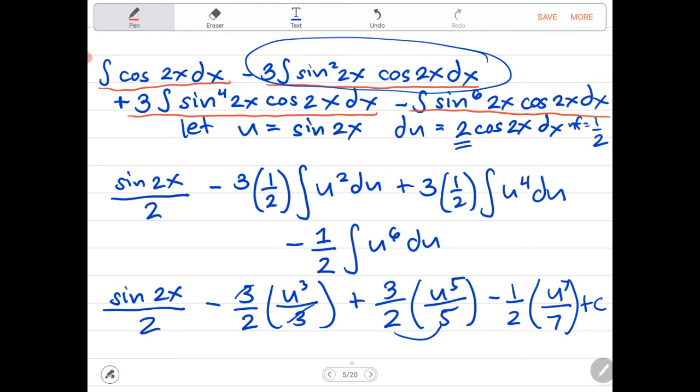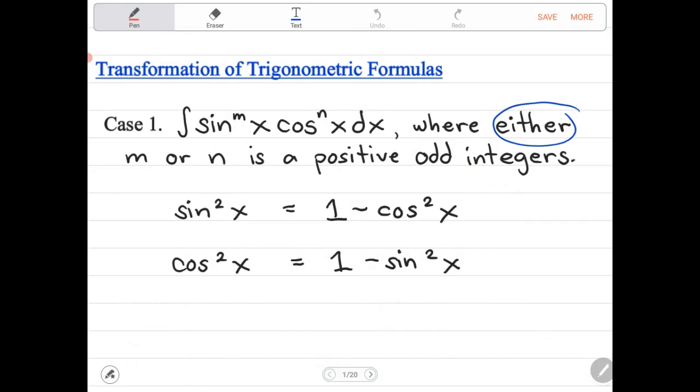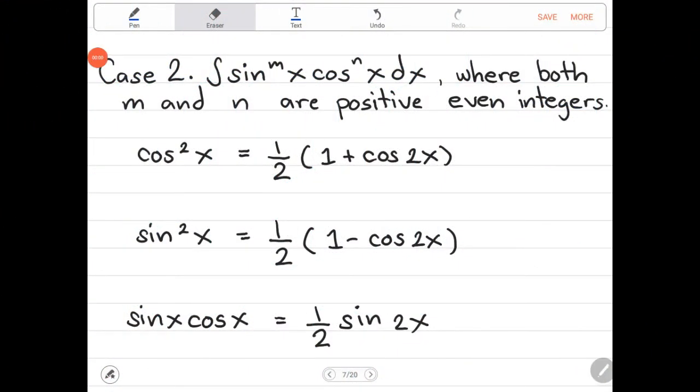Again, remember in our case 1, it is stated that either m or n is a positive odd integer. So in our case 2, how about if they are both even? Okay, so this is the case 1. So for case 2, the integral of sine raised to mx cosine raised to nx dx where both m and n are positive even integers. So case 1, either odd. This one, both positive even integers.